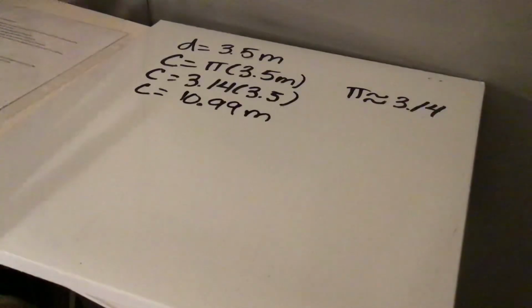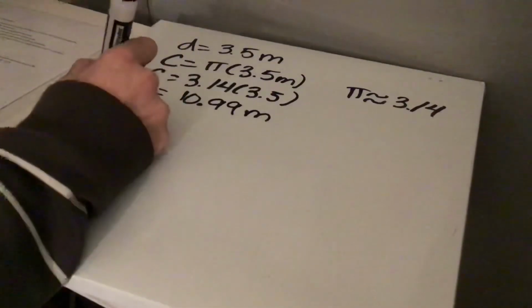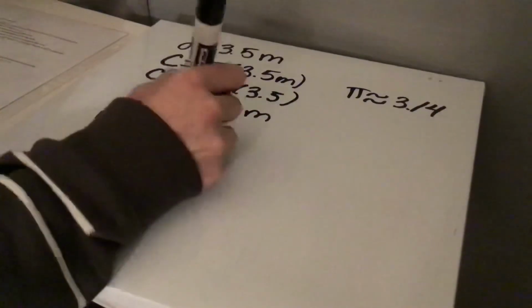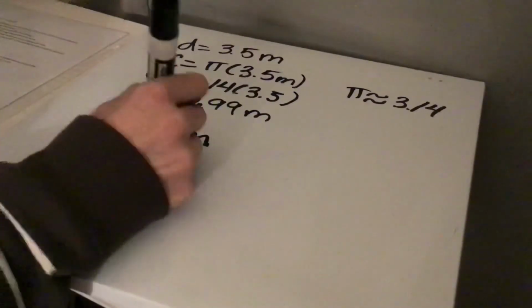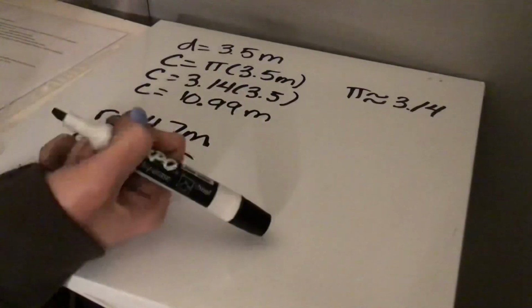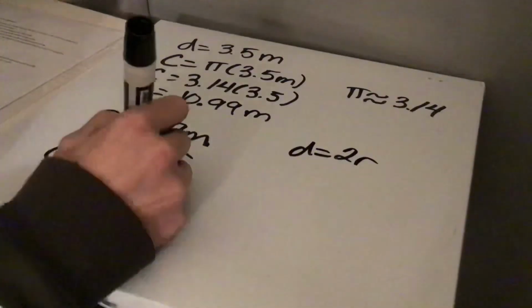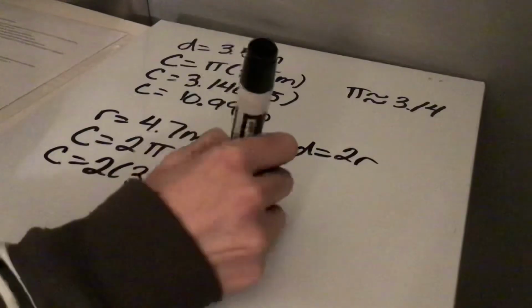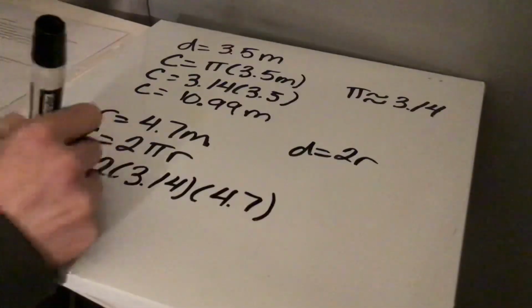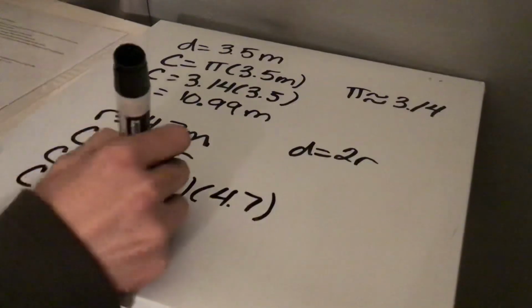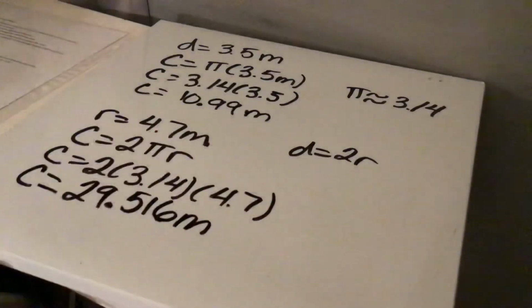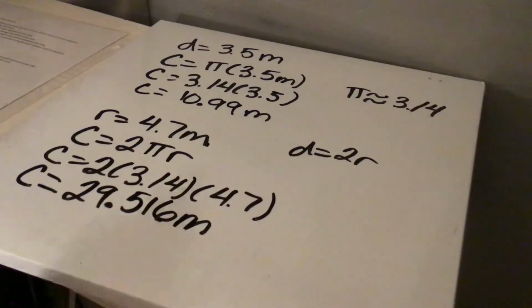All right, then if I have a radius of 4.7 meters, the circumference is 2 times pi times the radius, because the diameter is twice the radius. So this is going to be 2 times 3.14 times 4.7. And the circumference then is 29.516 meters, using our radius instead of our diameter. Okay, and that is the distance around your circle. And that is 11.7.